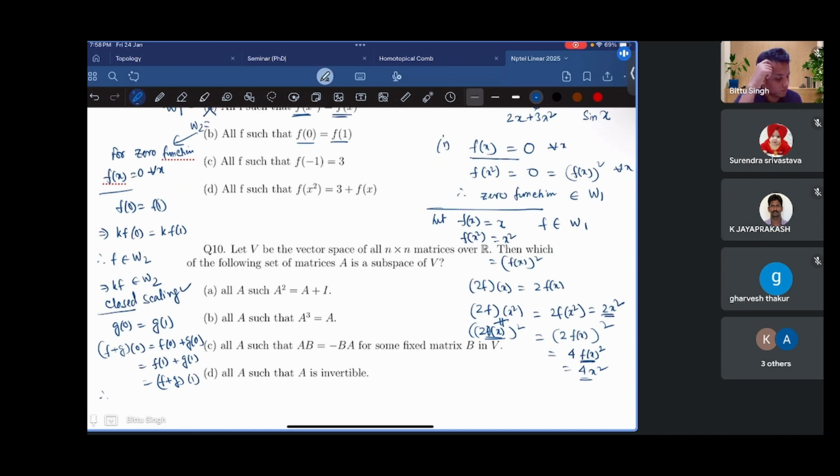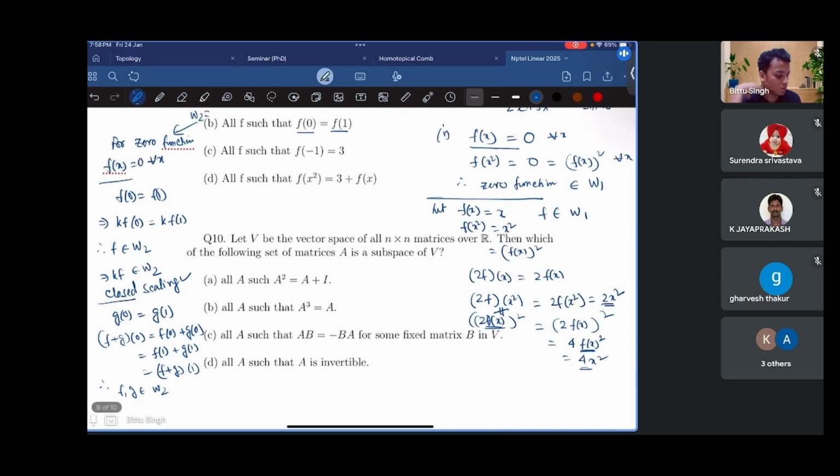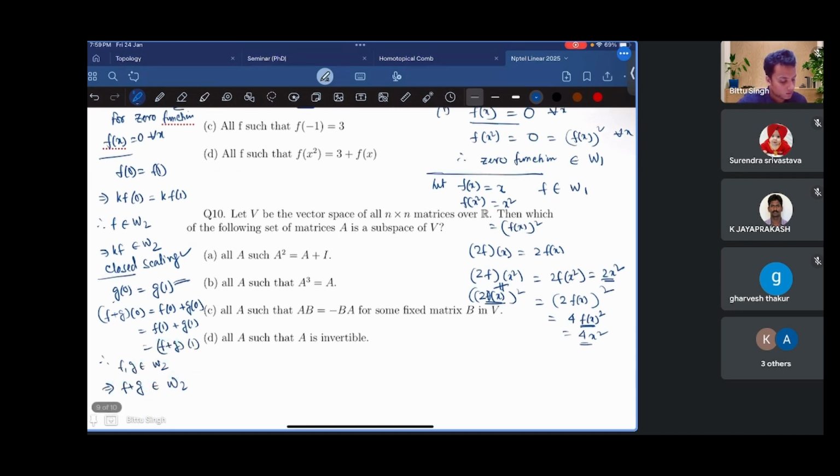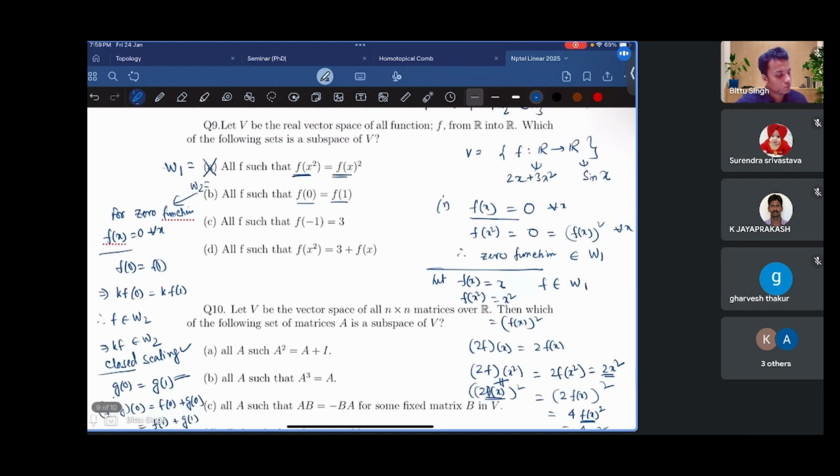So we have observed that if f comma g belongs to W2, this will imply f plus g is also in W2. Therefore, it is closed under addition. Since those two are true, therefore this is correct.